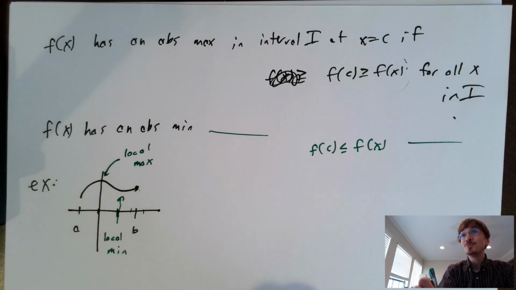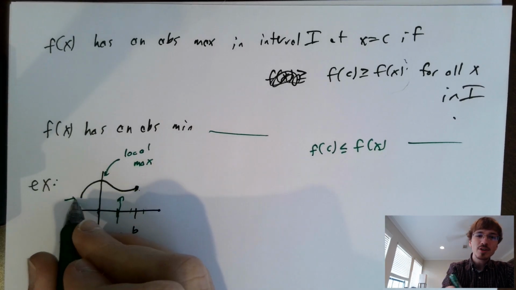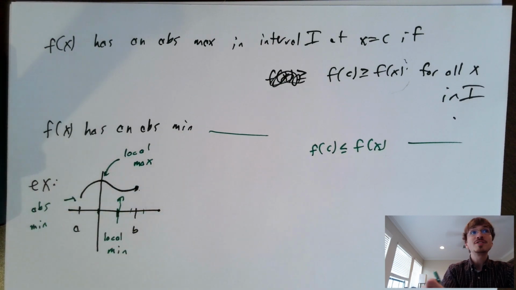Where's the absolute minimum and absolute maximum value? Pause the video, see if you can put this together yourself. So we have an absolute minimum value. It looks like over here, right? This is our absolute minimum. It's the smallest function value on the entire interval.